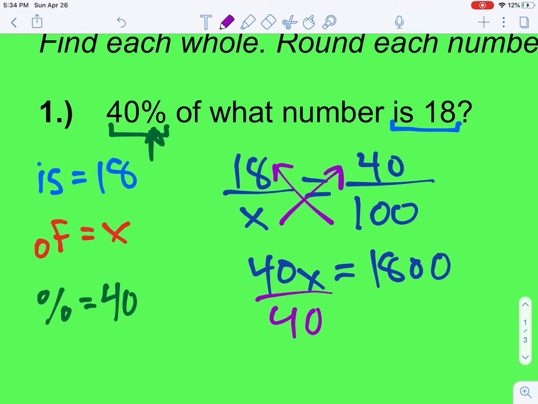Now I can divide by 40 on both sides. Those cancel out. And now I need to do 1,800 divided by 40, and x equals 45.